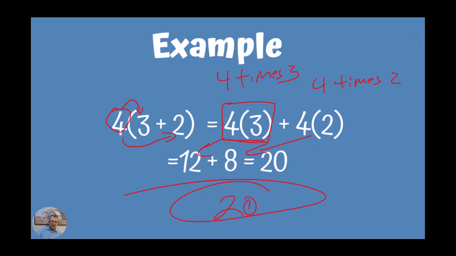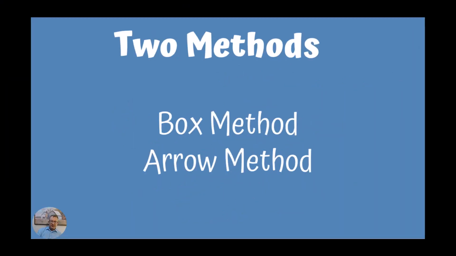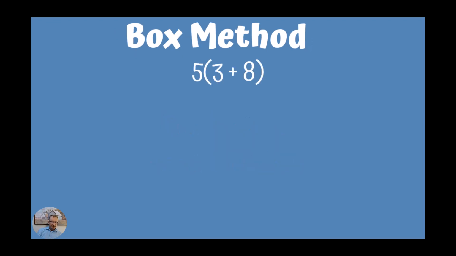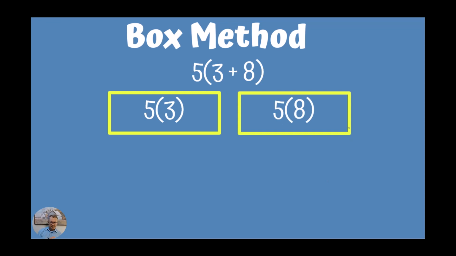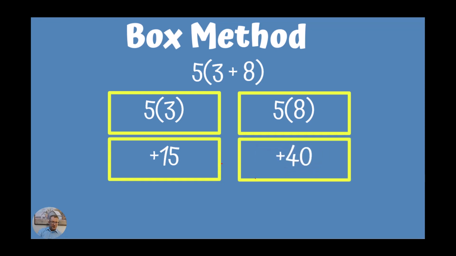There are 2 ways to distribute. We've got the box method and we've got the arrow method. The box method is we're going to use boxes to organize our work. So here, you'll draw a rectangle. In that rectangle, you put 5 times 3. And you draw another box, and you'll put 5 times 8. Then whatever 5 times 3 is, which is 15, and then you'll do 5 times 8, which is 40. You're going to add 15 and 40 to get 55.